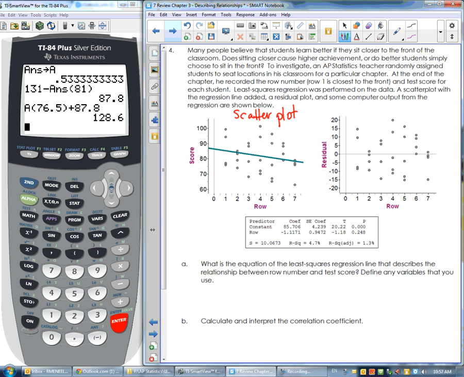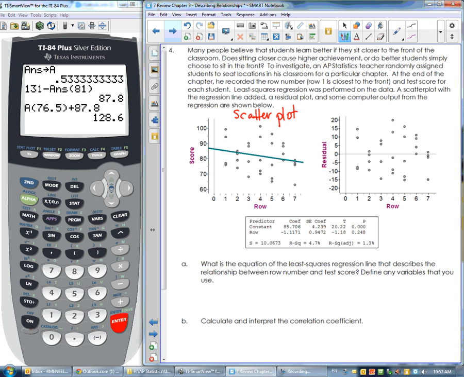I'm just going to kind of look at this problem before answering some of the questions. When I look at that scatter plot, I do not see an association between the variables. They're very scattered about. So I'm not even sure that it warrants investigation in terms of determining a model. But we have the information available to us, so we're going to answer the questions anyway. So in letter A, it says, what is the equation of the least squares regression line that describes the relationship between row number and test score? Define any variables that you use.